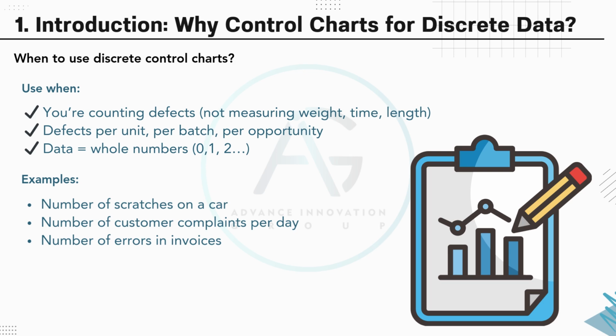Let me share some real-world examples to make this clearer. Say you're tracking the number of scratches on a car before delivery, or the number of customer complaints received per day, or even the number of data entry errors in invoices. In each of these cases, we're counting discrete events, which makes discrete control charts the right tool to monitor and improve these processes. We'll soon dive into the different types of these charts and learn how to use them effectively.